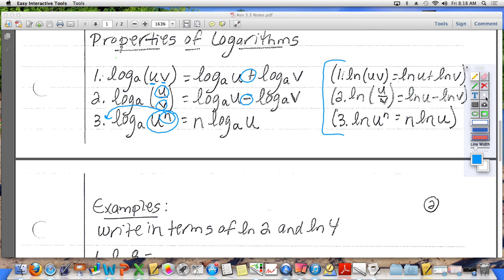All right, examples. All I have left are some examples for you, and then I'm going to have some for you guys to try. Yay!